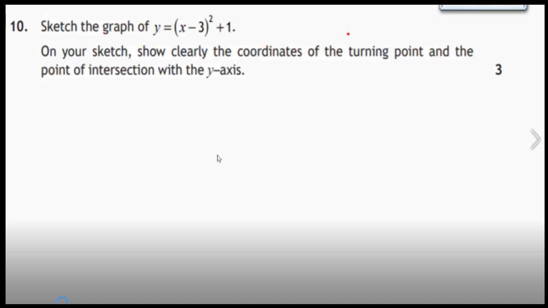Sketch the graph of y is equal to (x minus 3) all squared plus 1. On your sketch, show clearly the coordinates of the turning point and the point of intersection with the y-axis.